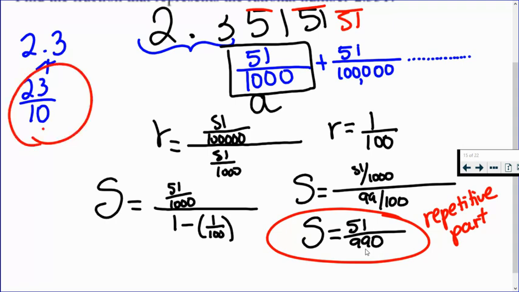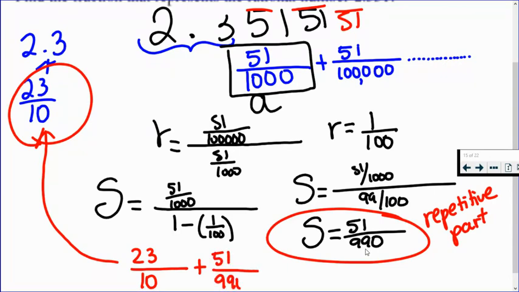So I take this item, which is the original 2.3 part of the problem, and I add the repetitive part of this decimal. These fractions are very large, so my suggestion would be to use a calculator. So this fraction represents 2.3, 51 repeating.